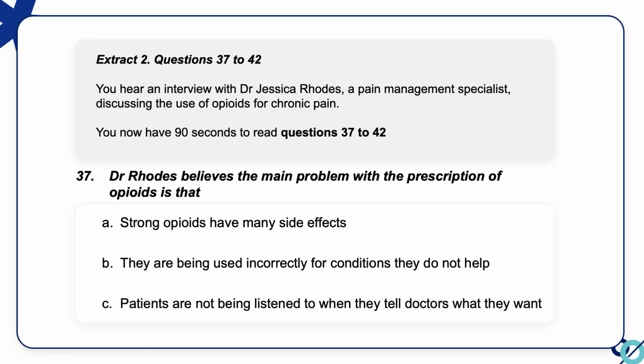Extract 2 is opioids for chronic pain. So let's move on to Extract 2. You'll hear an interview with Dr. Jessica Rhodes, a pain management specialist, discussing opioids. You have 90 seconds to read questions 37 through 42. Extract 2, questions 37 to 42. You hear an interview with Dr. Jessica Rhodes, a pain management specialist, discussing the use of opioids for chronic pain. You now have 90 seconds to read questions 37 to 42.